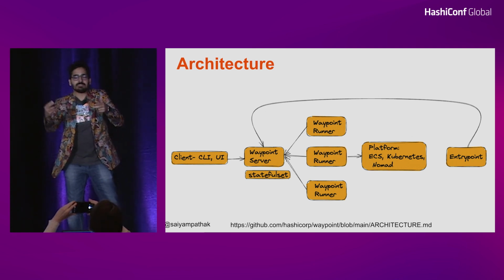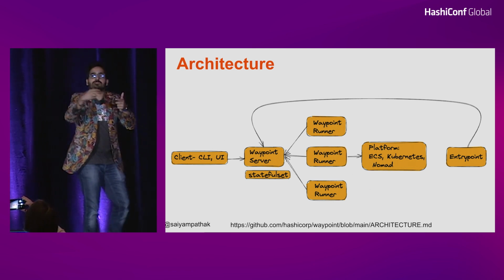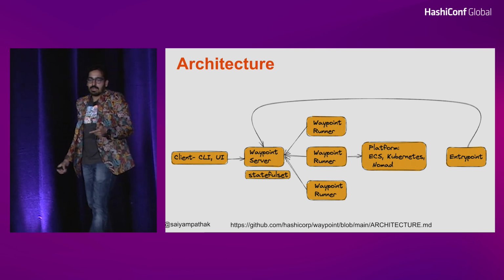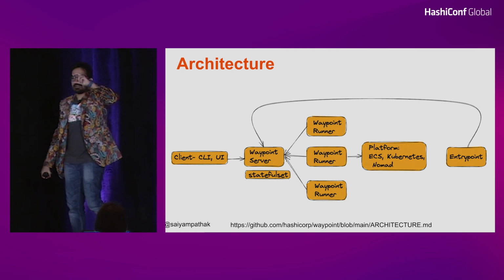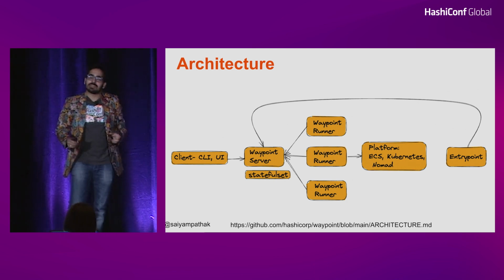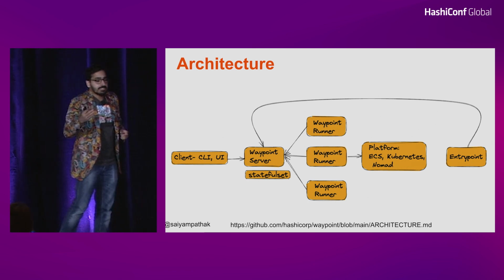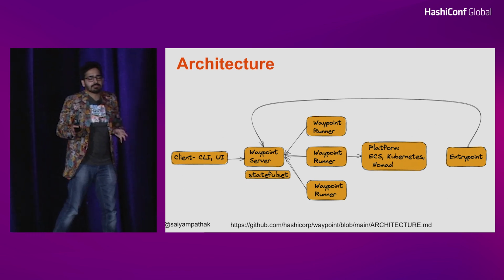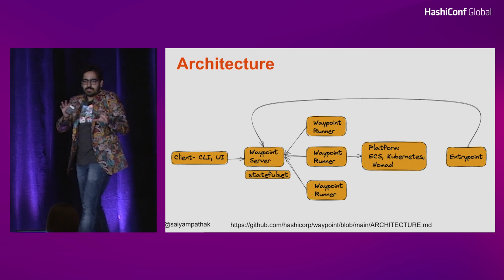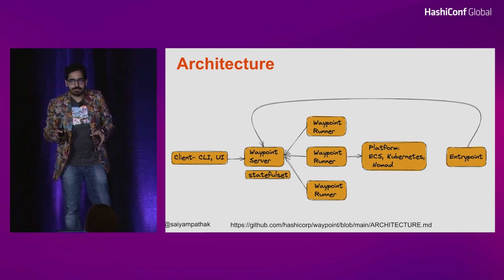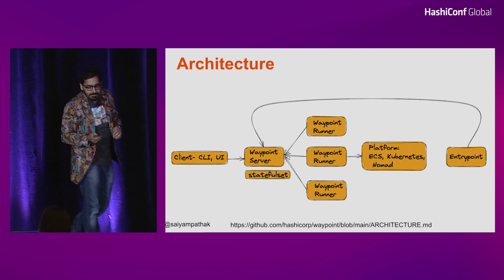The entry point is basically for getting the logs and the exec things, and the Waypoint runner is the actual pod that will be running your build and deploy workflows. But the runner most of the time will be the CLI. So that's the very high level architecture of Waypoint with respect to Kubernetes.